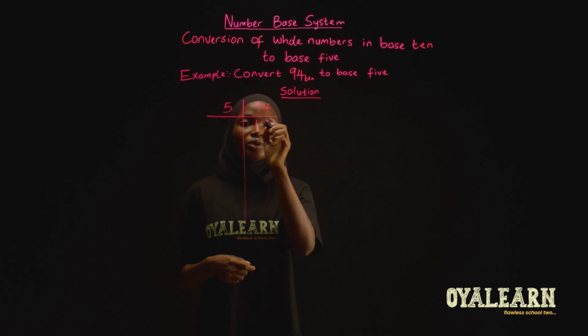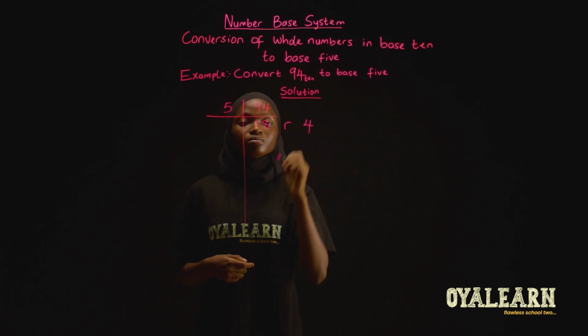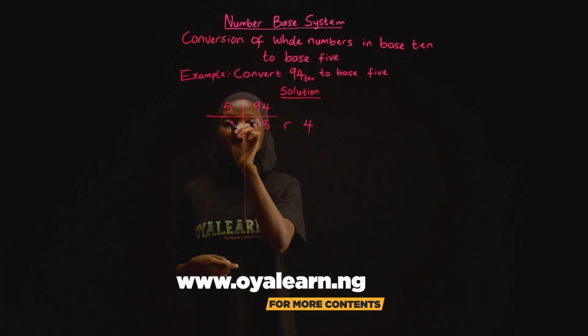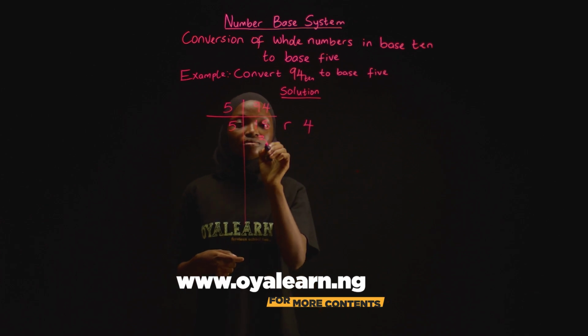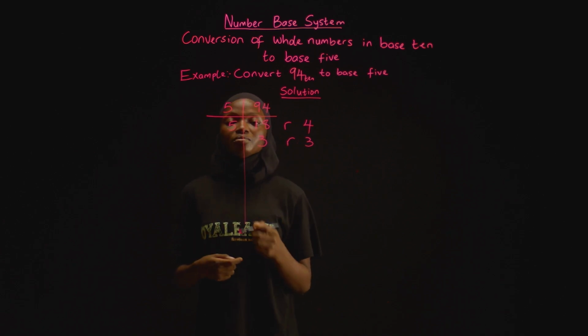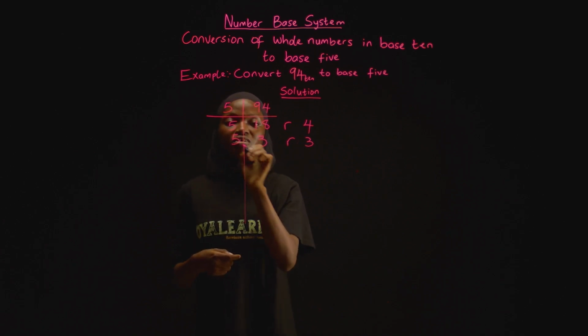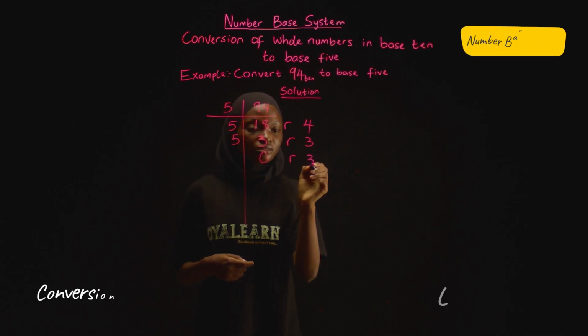5 goes in 44, we have 8, which is 40, remainder 4. Divide again by 5. 5 goes in 18 here, we have 3, remainder 3. Divide again by 5. 5 goes in 3, we have 0, remainder 3.